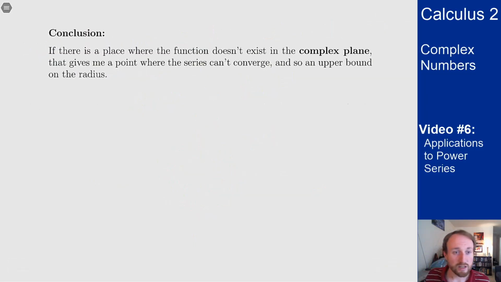So what's our conclusion here? If there's a place where this function does not exist in the complex plane, that finds a point where this series cannot converge, because it can't converge to a function that doesn't exist at that point. That tells me a point that must be at least on the boundary of the disk, not inside it, in which case I then have an upper bound for what the radius can be, because the radius cannot reach that point and go beyond where that point is. So I can look for points in the complex plane where my function is not defined.